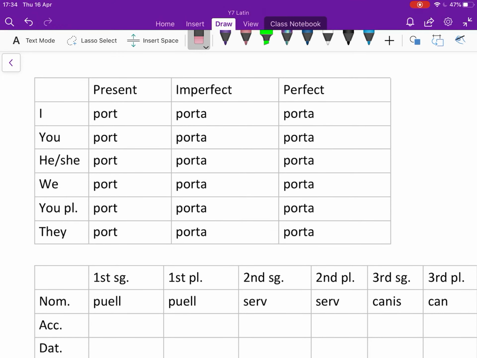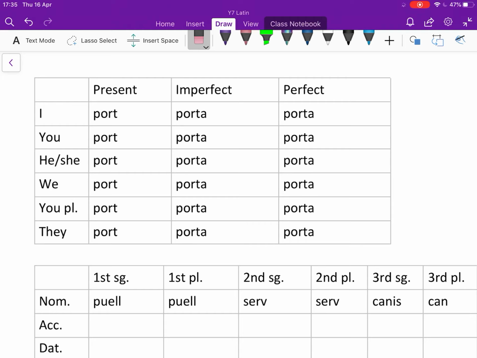You've learnt the present tense, which is used for talking about things which are happening now. So I sleep or I am sleeping. You've learned the imperfect tense for talking about things which were happening. And you've learned the perfect tense, which we use to talk about things which happened once in the past and are finished. So I slept or I have slept.